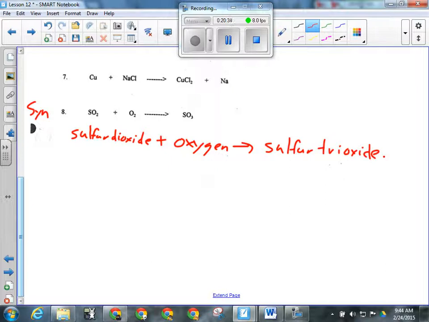We just said that when you run into that problem, a good way to solve it is to double the thing that is odd. Okay, so I'm going to put a 2 in front of the SO3. Now, that gives me 2 sulfur. Agreed? All right, so I got to come back over here and put a 2 in front of this. Agreed? Okay, now, I've got 6 oxygen on this side, 2 times 3. And I have 2 times 2 is 4, plus 2 is 6.